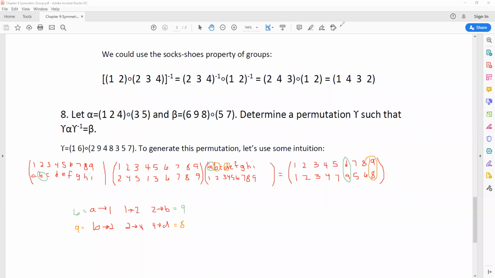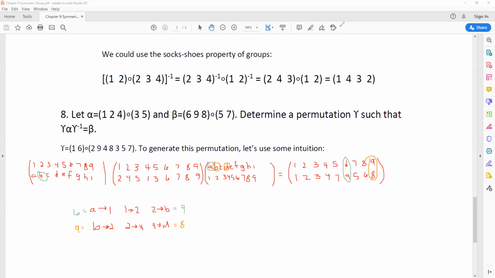Okay, problem number 8. We have alpha, which is (1 2 4)(3 5), and beta, which is equal to (6 9 8)(5 7). And we've been asked to find a permutation gamma such that gamma alpha gamma inverse is equal to beta. The gamma composition is (1 6)(2 9 4 8 3 5 7).